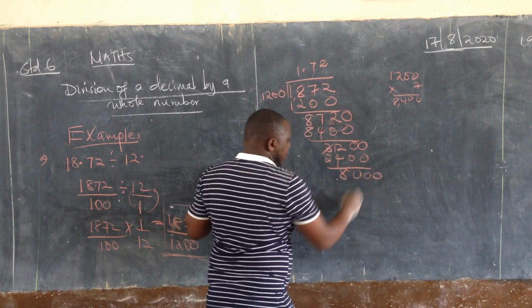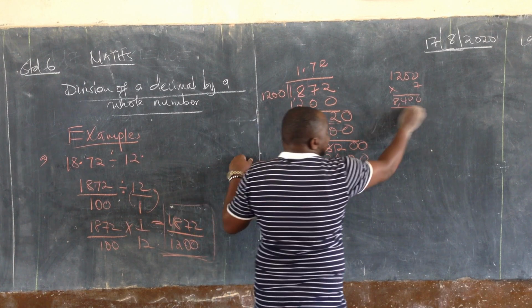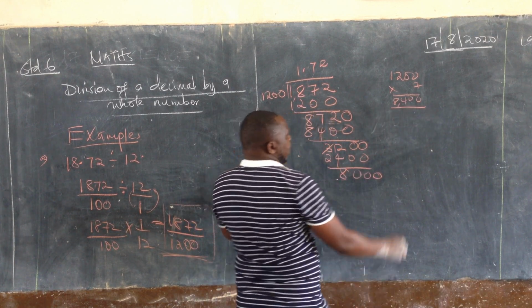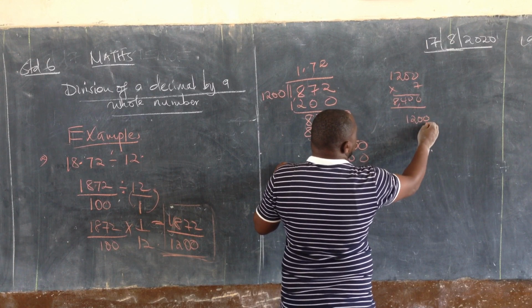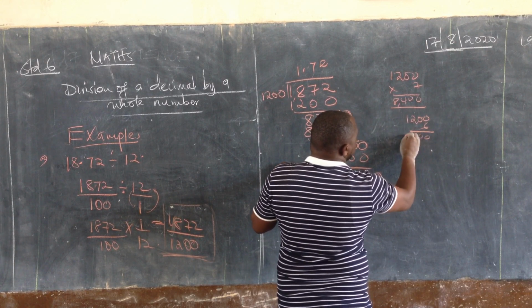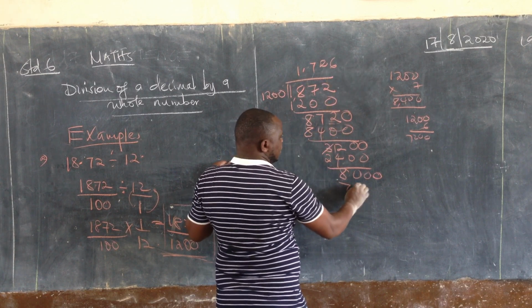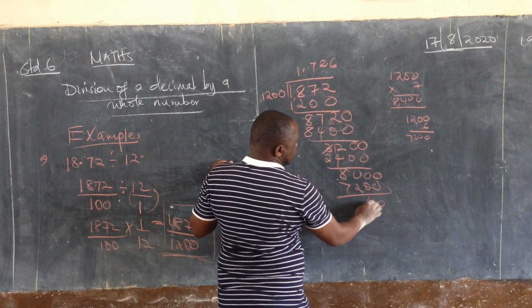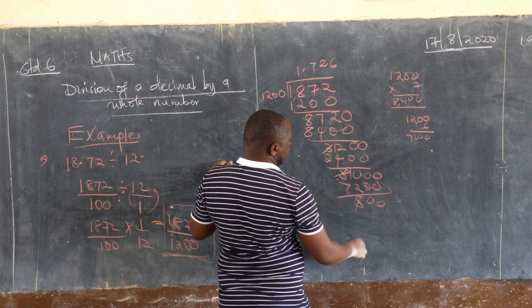You add a 0 again. How many times? 6 times. Because we know by 7 it will give us 8,400. So 6 times. 1,200 times 6 is 7,200.